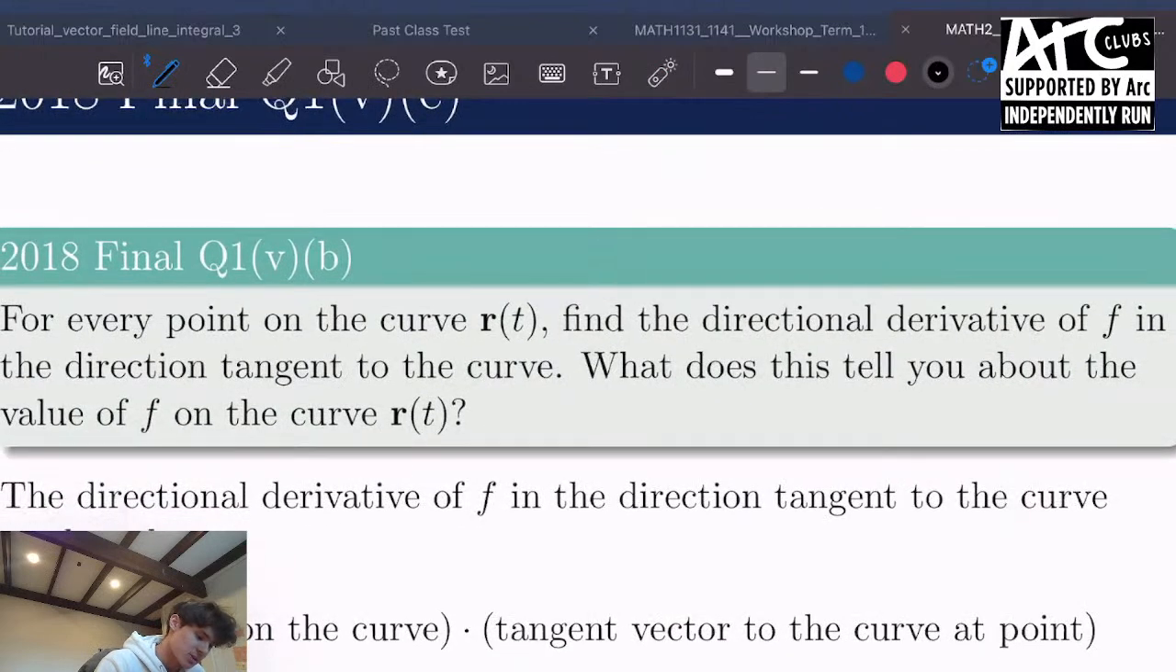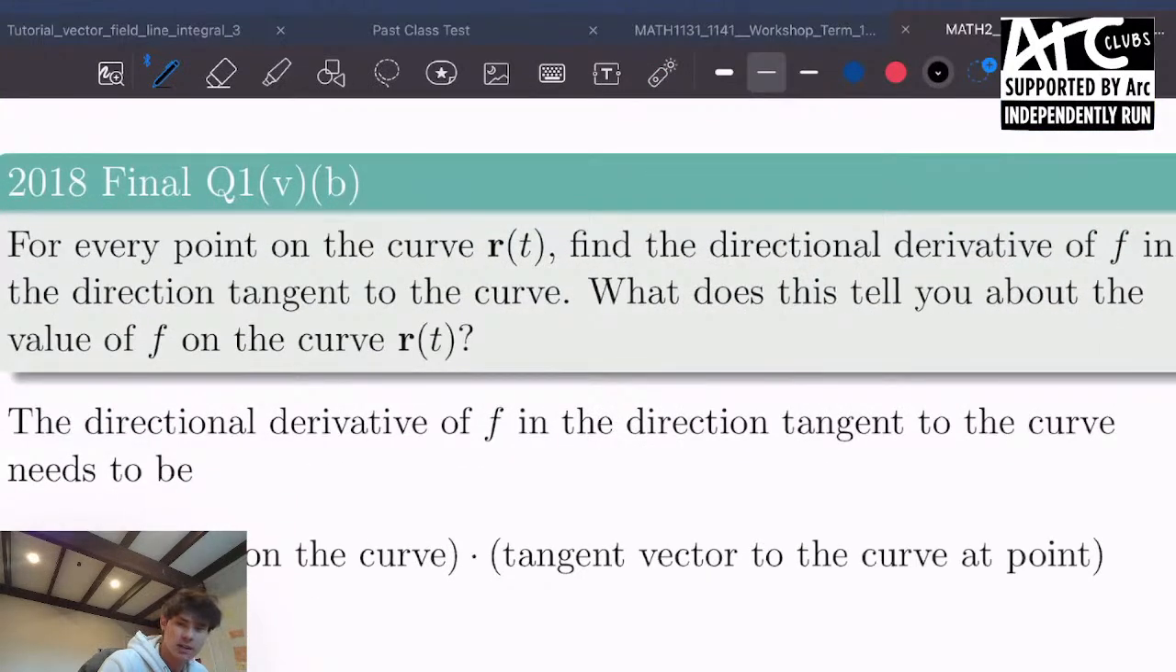Now here we have this question. For every point on the curve r of t, find the directional derivative of f in the direction tangent to the curve. What does this tell you about the value of f on the curve r of t? So what the question is doing, let's break it down, is asking us to find the directional derivative of f in the direction tangent to the curve for every point.